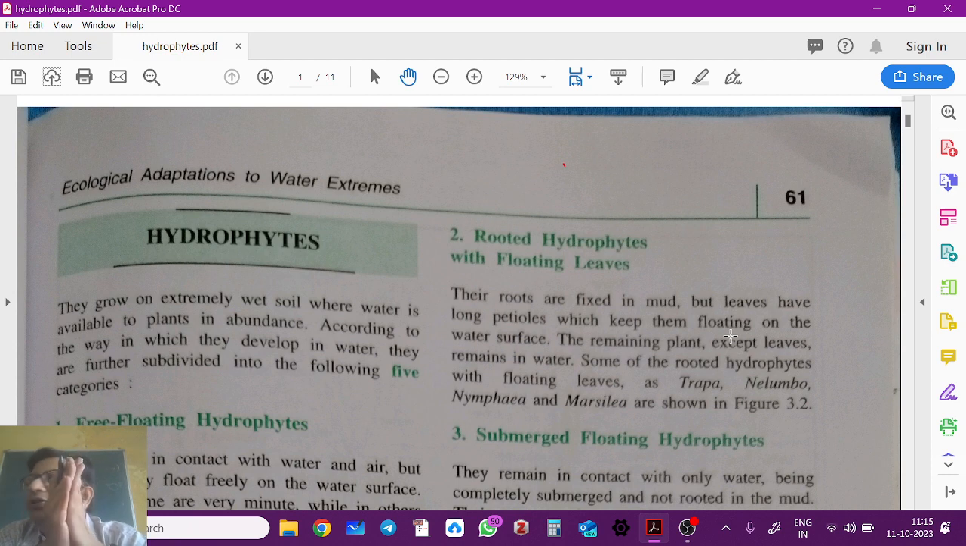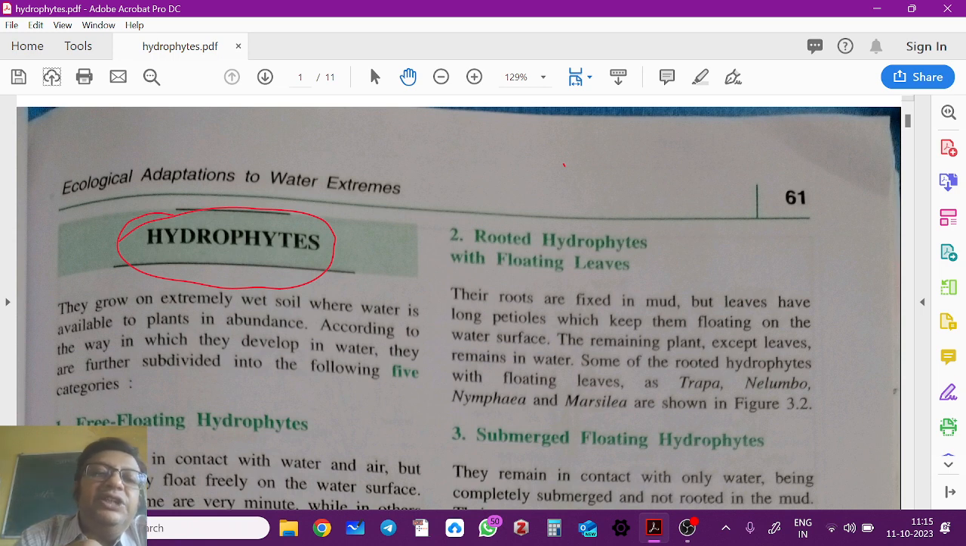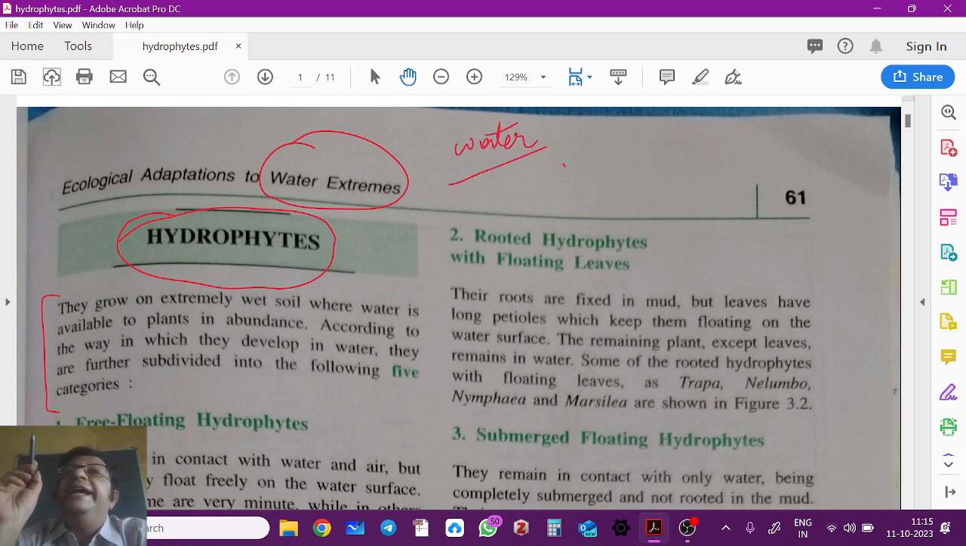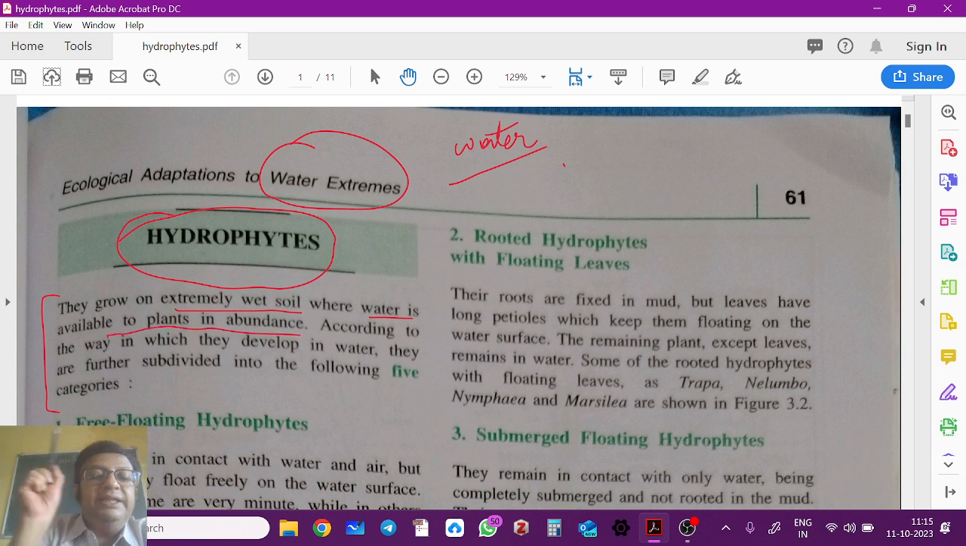The first one which we will study today is hydrophytes. Basically, they are ecological adaptations to water extremes. Extremes means towards the end, very much water or no water at all. Hydrophytes, as the name says, hydro means water. They grow in excess water, on extremely wet soil where water is available to plants in abundance. They are divided into 5 types.